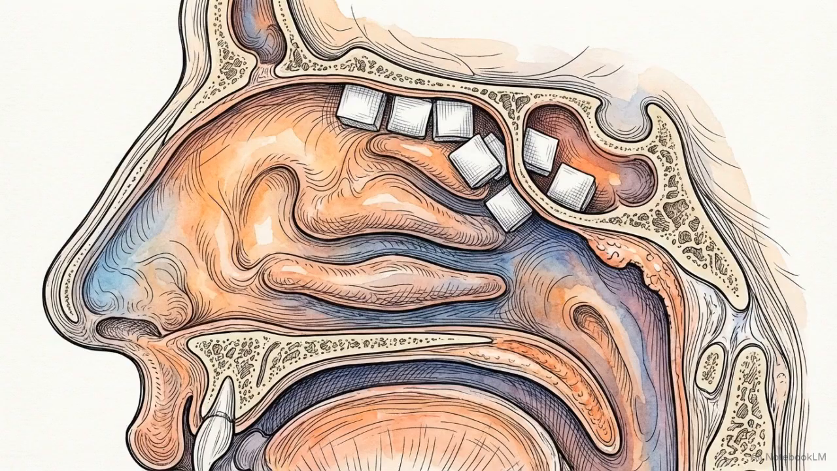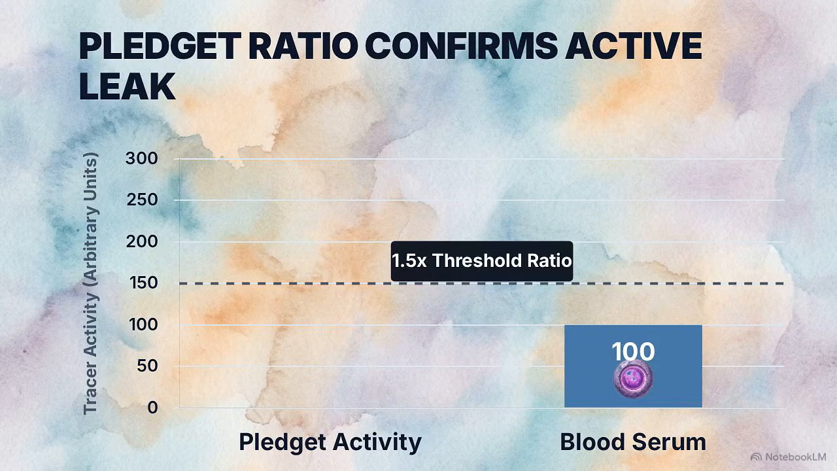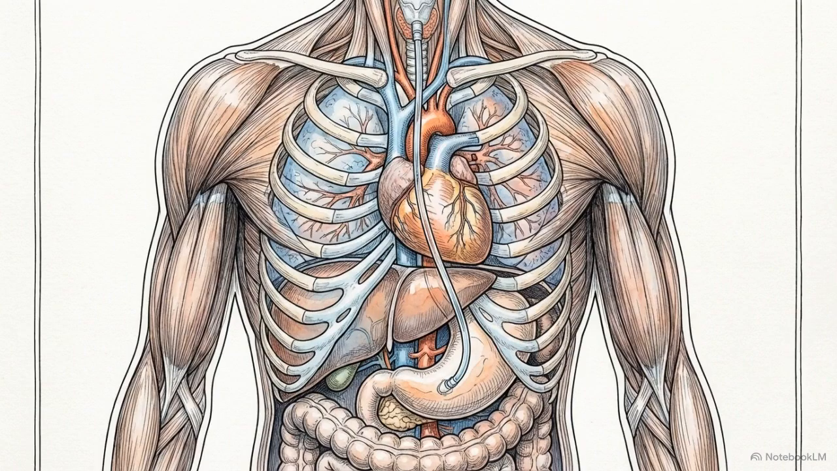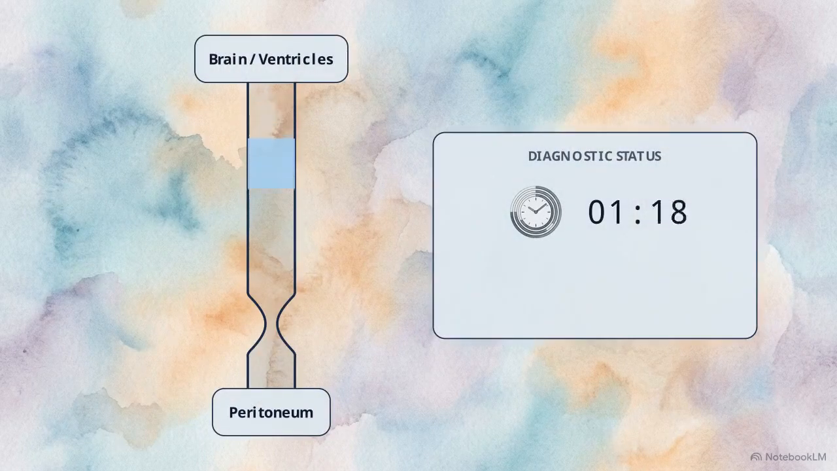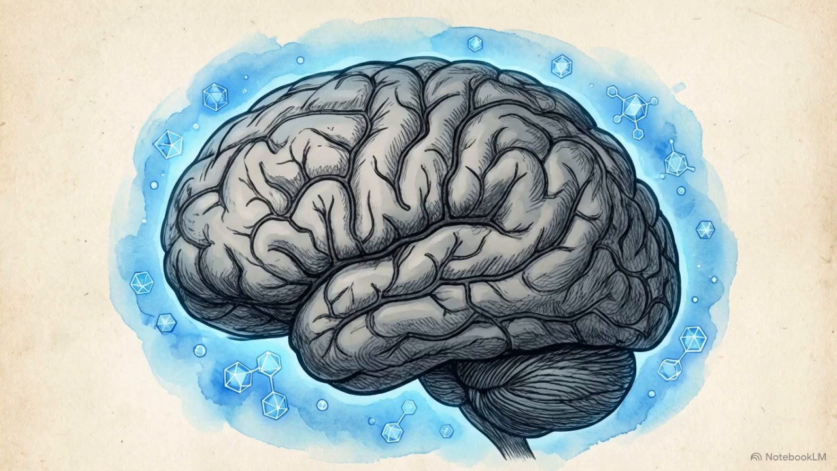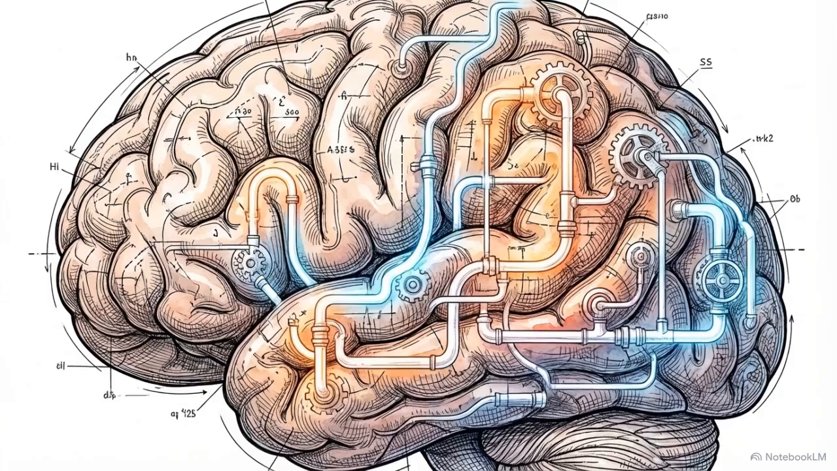To locate active CSF fistulas, clinicians place absorbent pledgets in the nasal cavity. If the ratio of tracer activity in the pledgets to the blood serum is greater than 1.5, an active leak is confirmed. DTPA tracking is also utilized to evaluate the patency of surgical shunts. If the tracer is injected into the tubing and takes longer than 10 minutes to flow into the peritoneum, it indicates a partial distal obstruction. When hydrophilic tracers are deliberately locked out of the brain tissue, they become the perfect diagnostic tools for mapping the integrity of the brain's external plumbing system.